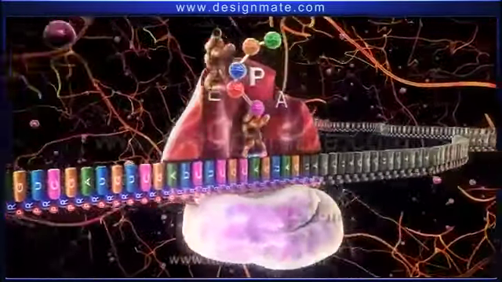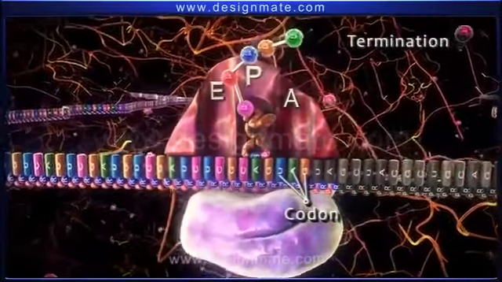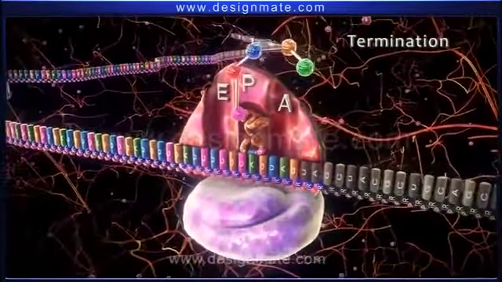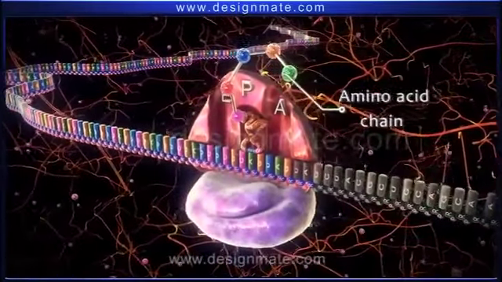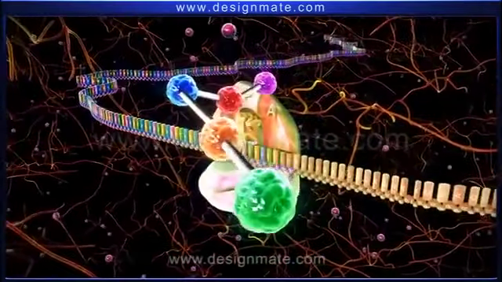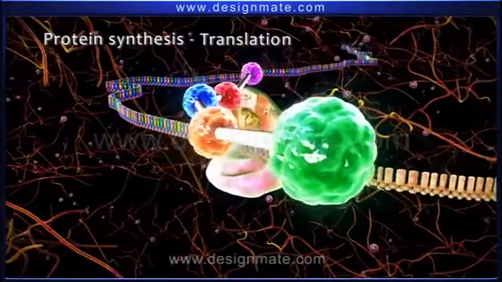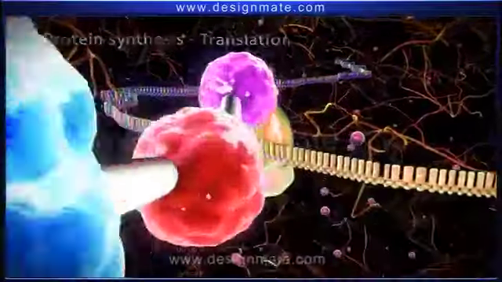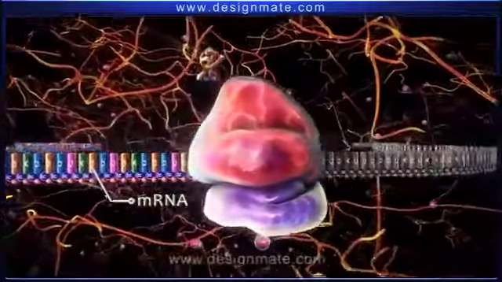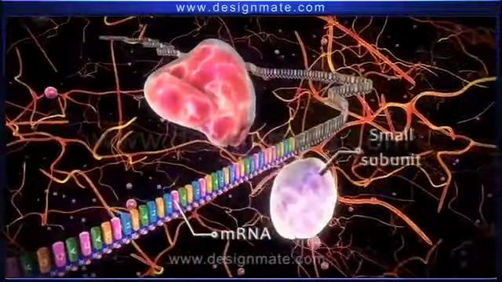Finally, when the UAG codon or the stop codon reaches the A site, elongation is terminated. Termination is the last stage of protein synthesis. The chain of amino acid molecules is released from the ribosome. This released amino acid chain is the protein, and this part of protein synthesis is known as translation. Then the tRNA detaches from the mRNA. Ribosome detaches and dissociates into its small and large subunits.